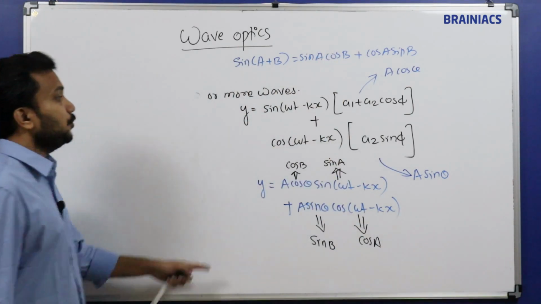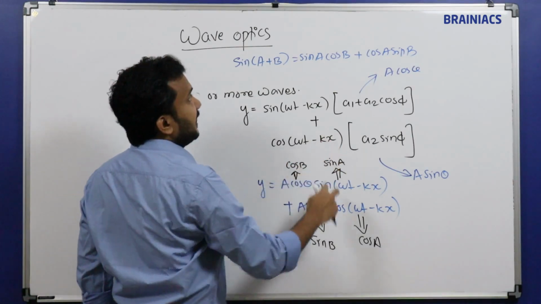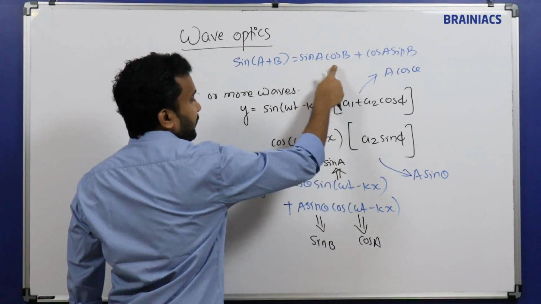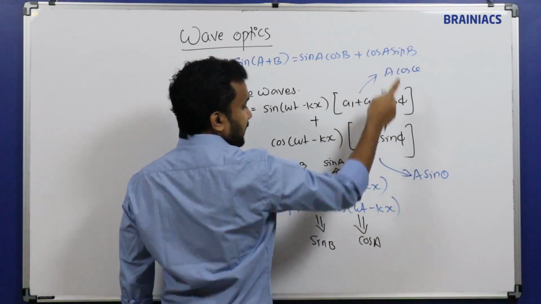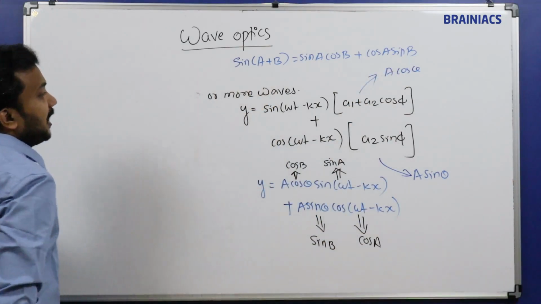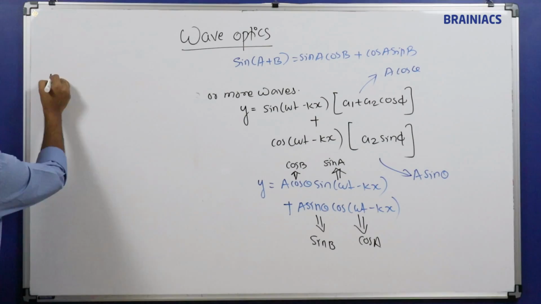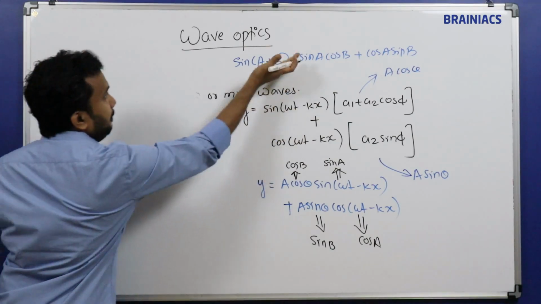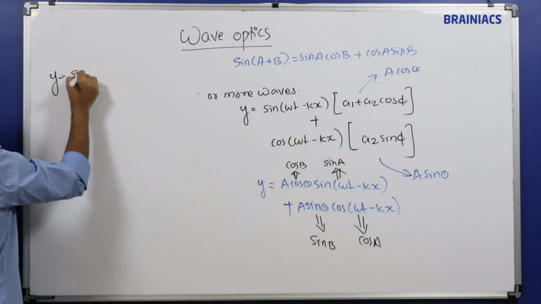If you look into this equation, you can see cos B sin A, first term. Cos B sin A, first term. Second term, cos A sin B. So which means what? Sin of A plus B. So we will write y is equal to, comparing this. That's all. Sin of A plus B.